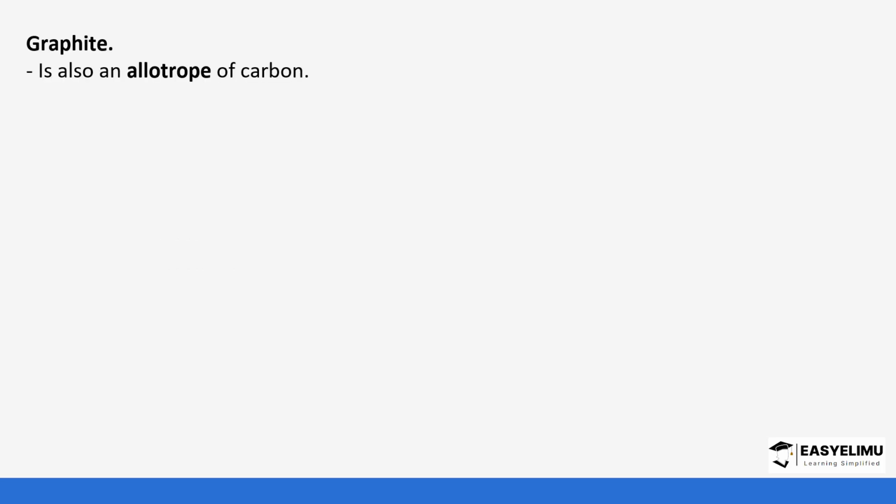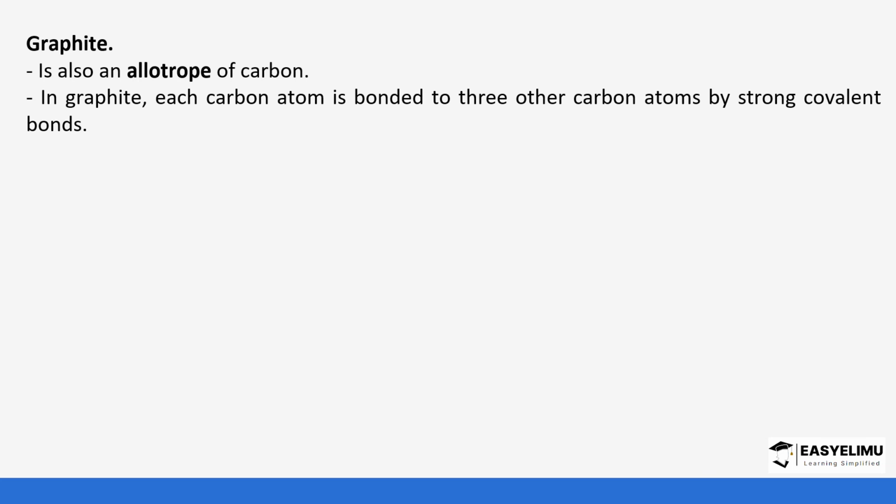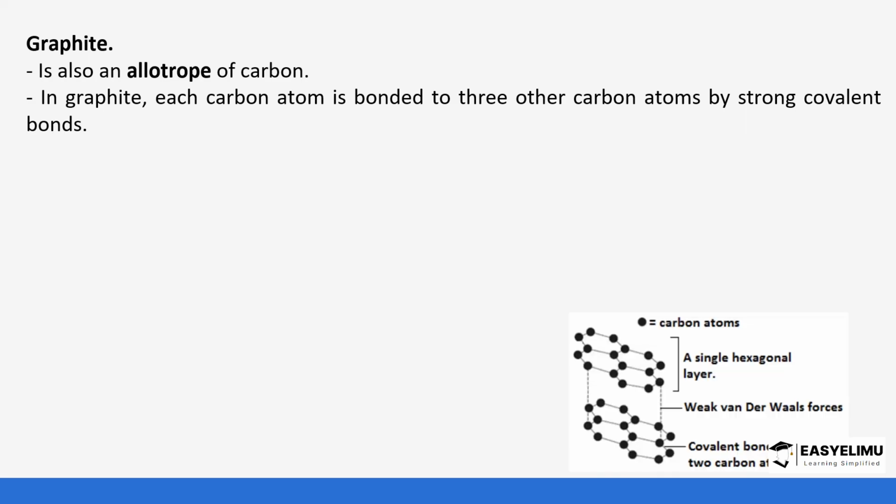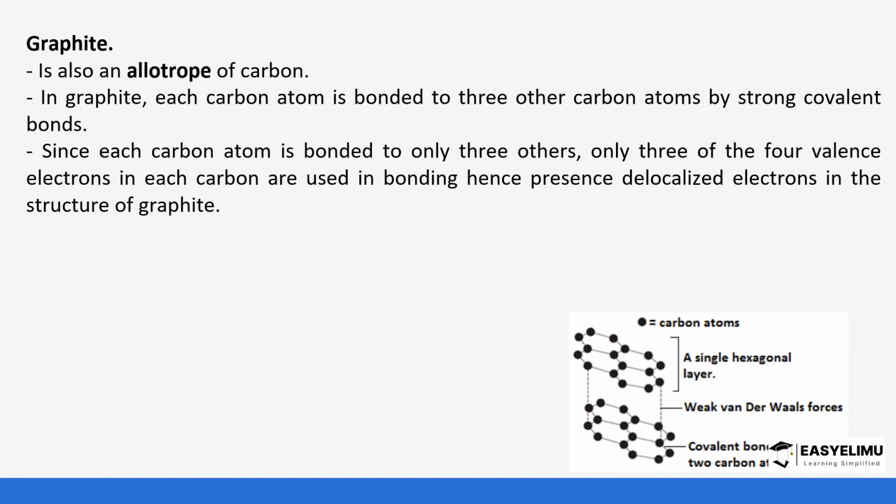Next, we look at graphite. Graphite is also an allotrope of carbon. It is bonded by three carbon atoms. Every one carbon atom is bonded to three other carbon atoms to form strong bonds. You'll notice in graphite, you're not using all the four electrons in the outermost shell, you're only using three of them. So each single carbon atom is only bonded to three others, and three of the four valence electrons are used in bonding.